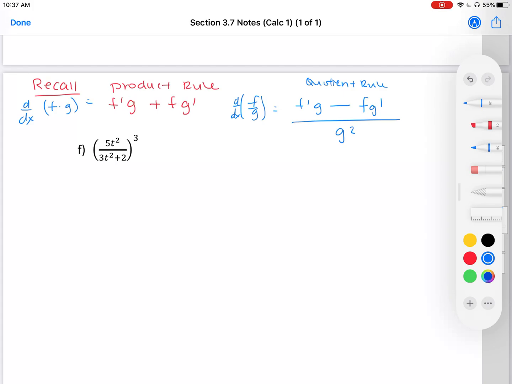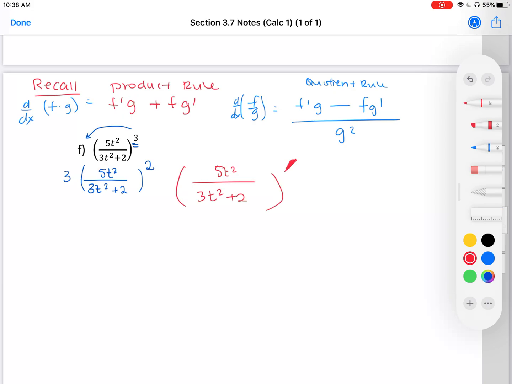Okay, let's take a look at this example F. So I want to apply the chain rule. Now, if we apply the chain rule, I want to take the derivative of the outside. So I bring that 3 forward. Same thing in the parentheses, 3 minus 1 is 2. We have 5t squared divided by 3t squared plus 2. But now I'm left to take the derivative of the inside, which is 5t squared divided by 3t squared plus 2.